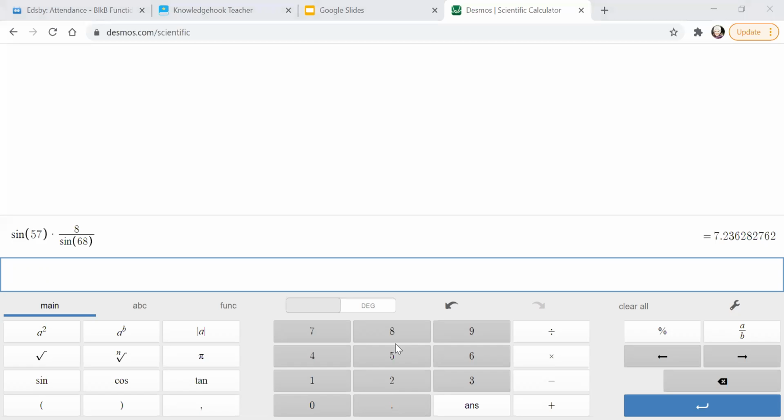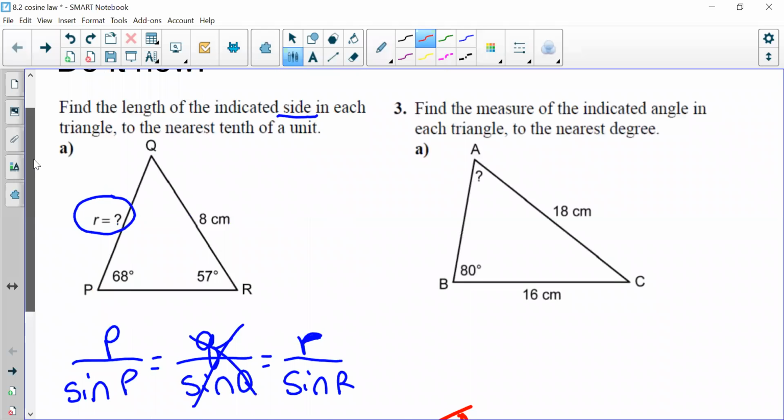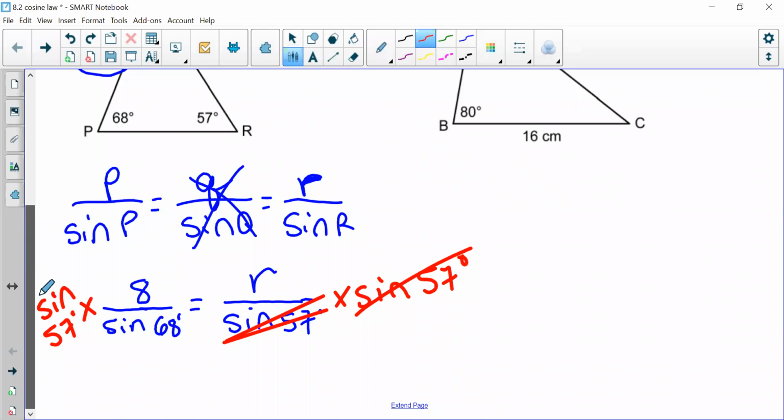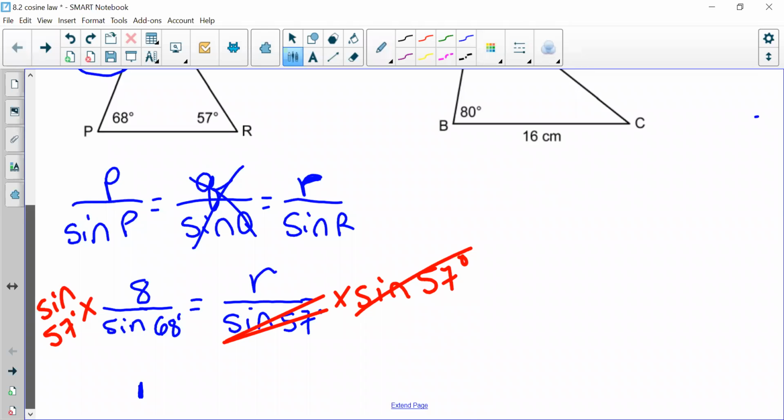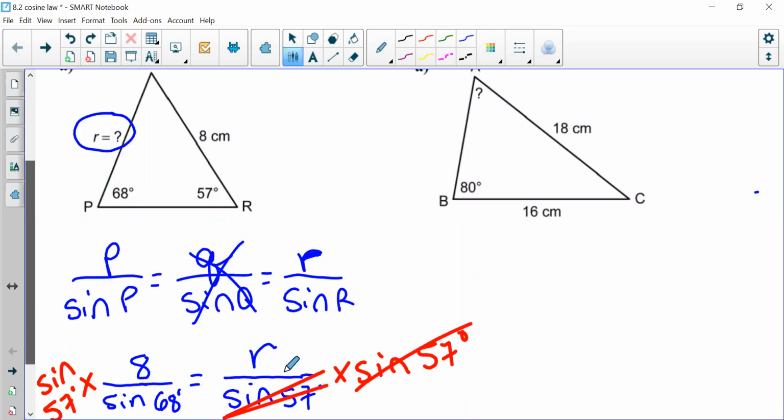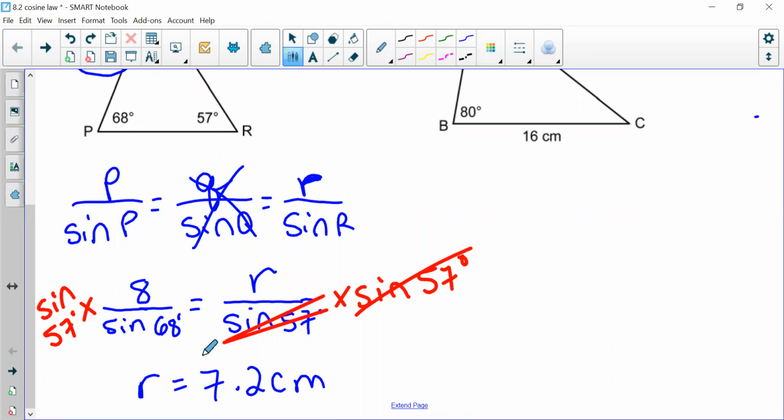What did this question ask us to round to? Nearest tenth. Okay, so we just need 7.2. So R is 7.2. R equals 7.2. Is there units? I think there is, centimeters. Questions on solving for sides using sine law?